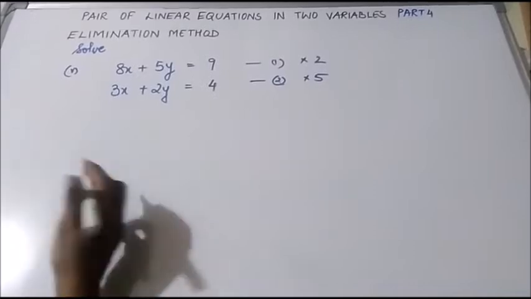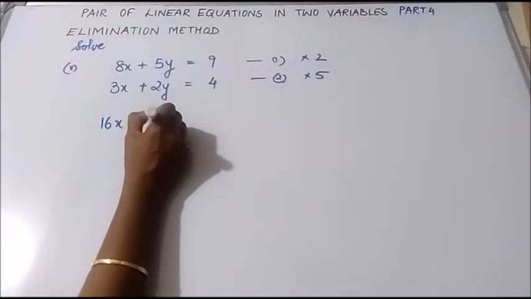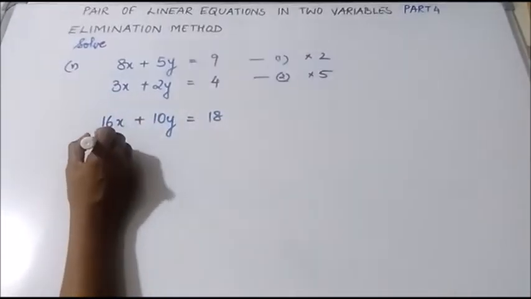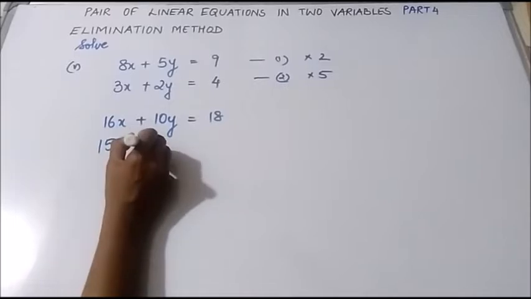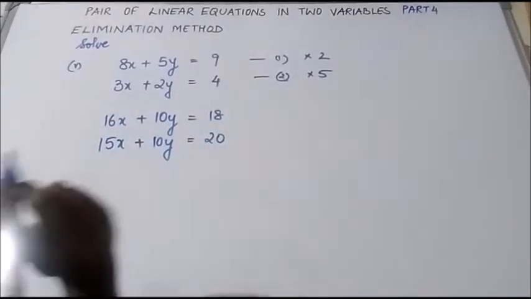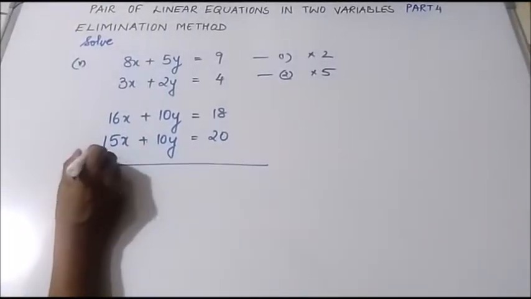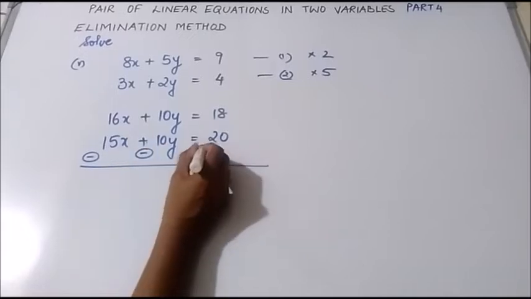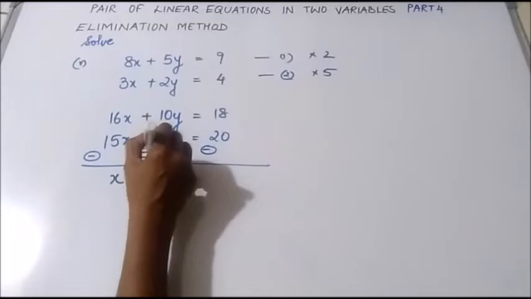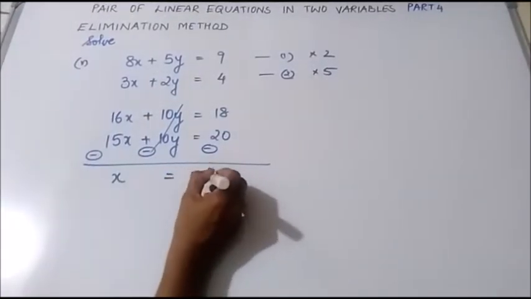Now let us continue. What you get here? Multiply by 2. You will get here 16x plus 10y is equal to 18. Here you get 15x plus 10y is equal to 20. Now as you see, here also both the signs are same. So we will subtract both the equation. That is, this becomes minus, here it becomes minus, and here also it becomes minus. This will give us x, 10y minus 10y will get eliminated. This is equal to minus 2.